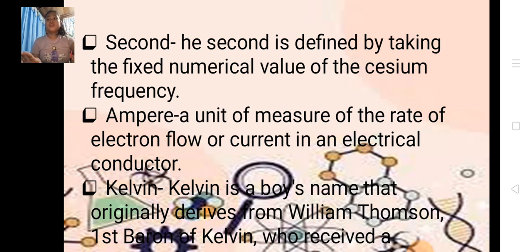Next is Kelvin. Kelvin is named after William Thomson, who was the first to discover it, later known as Lord Kelvin, named after the River Kelvin. Kelvin is used to measure temperature, or how much temperature is consumed.